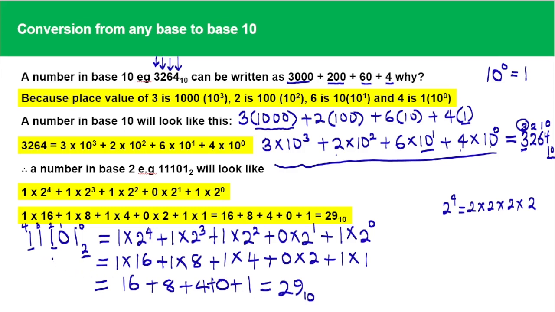Therefore, 11101 base 2 is equivalent to 29 base 10. This is how we convert a number in any given base to base 10.